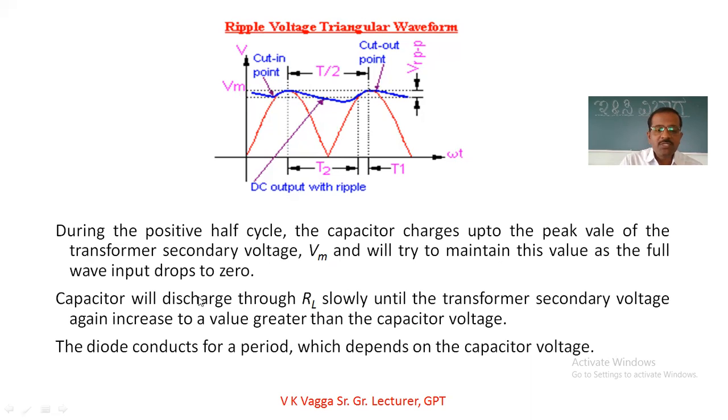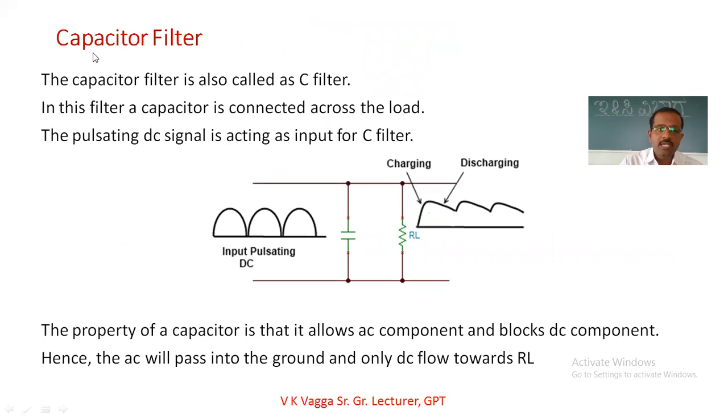The capacitor is going to discharge through the RL slowly, until the transformer secondary voltage again increases to a value greater than the capacitor voltage. It will keep on decreasing until another cycle is initiated, and its value should be greater than the capacitor voltage. The diode is going to conduct for a period which depends on the capacitor voltage here. So this is about the capacitor filter.